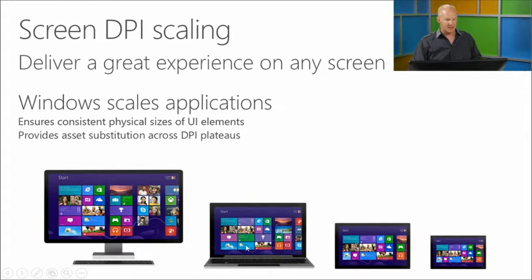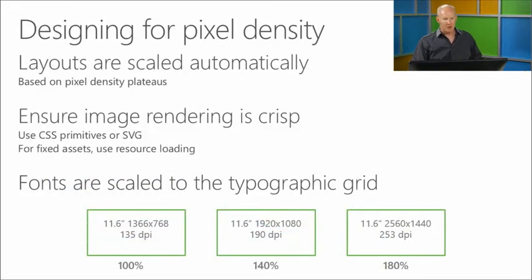And Windows automatically scales the physical size of UI elements, and provides asset substitution across different DPI plateaus. So if I'm designing for pixel density, the layouts are scaled automatically. And if I'm using CSS primitives or SVG or scalable resources, Windows just takes care of it. I don't need to worry about fonts and buttons and stuff like that. If I'm supplying fixed assets, the scaling across the different DPI plateaus supported by Windows will automatically substitute in the right resource as long as I follow a few simple rules.